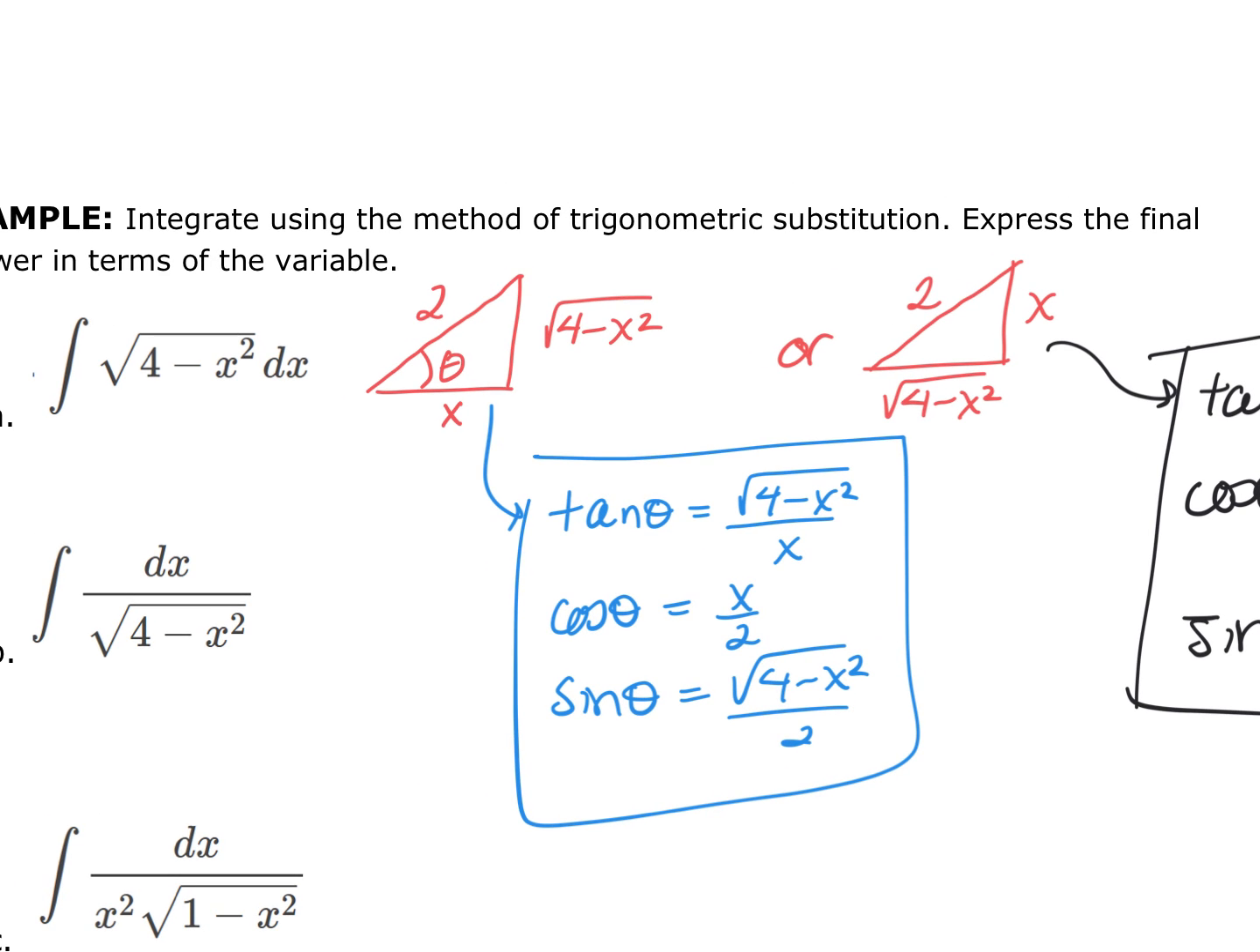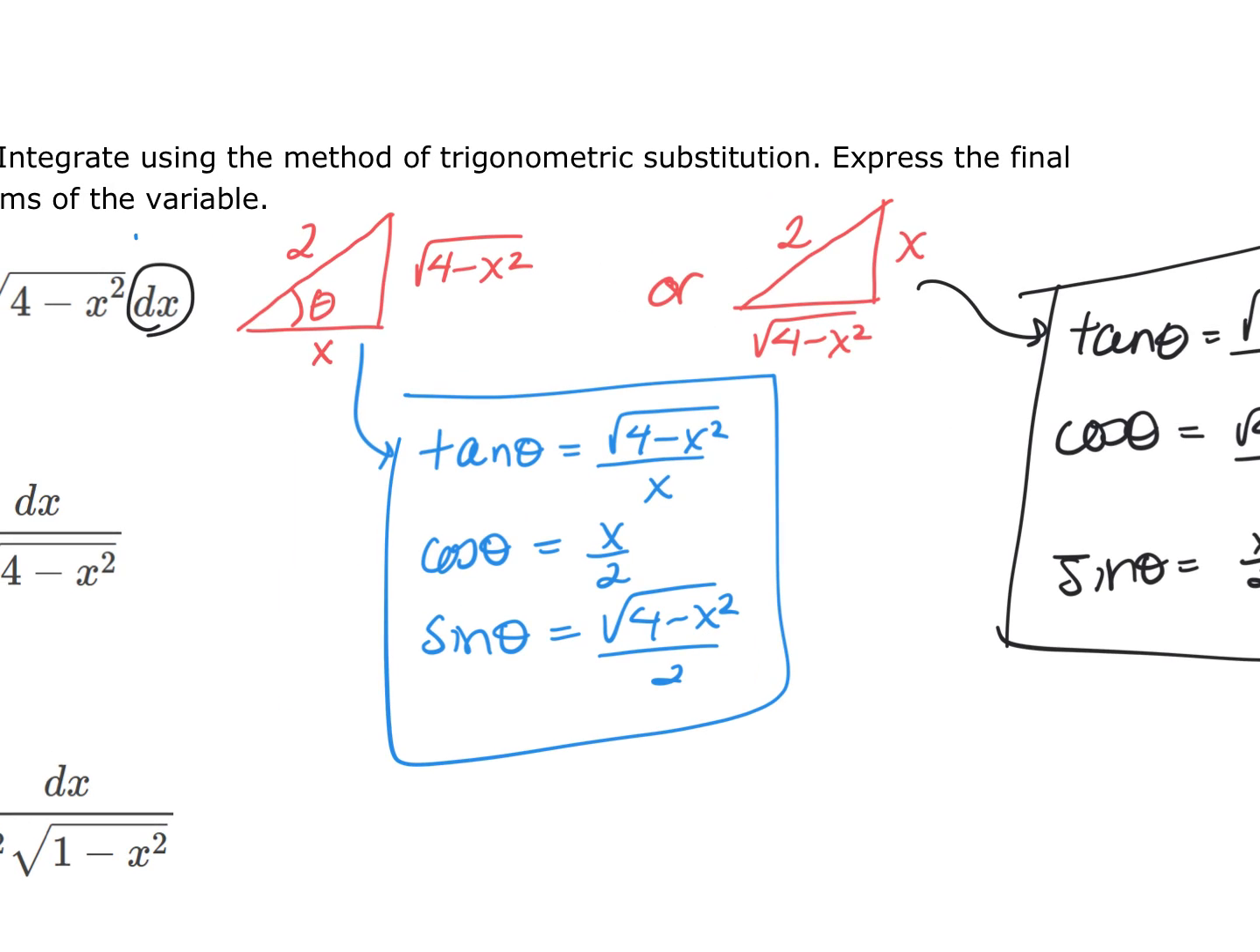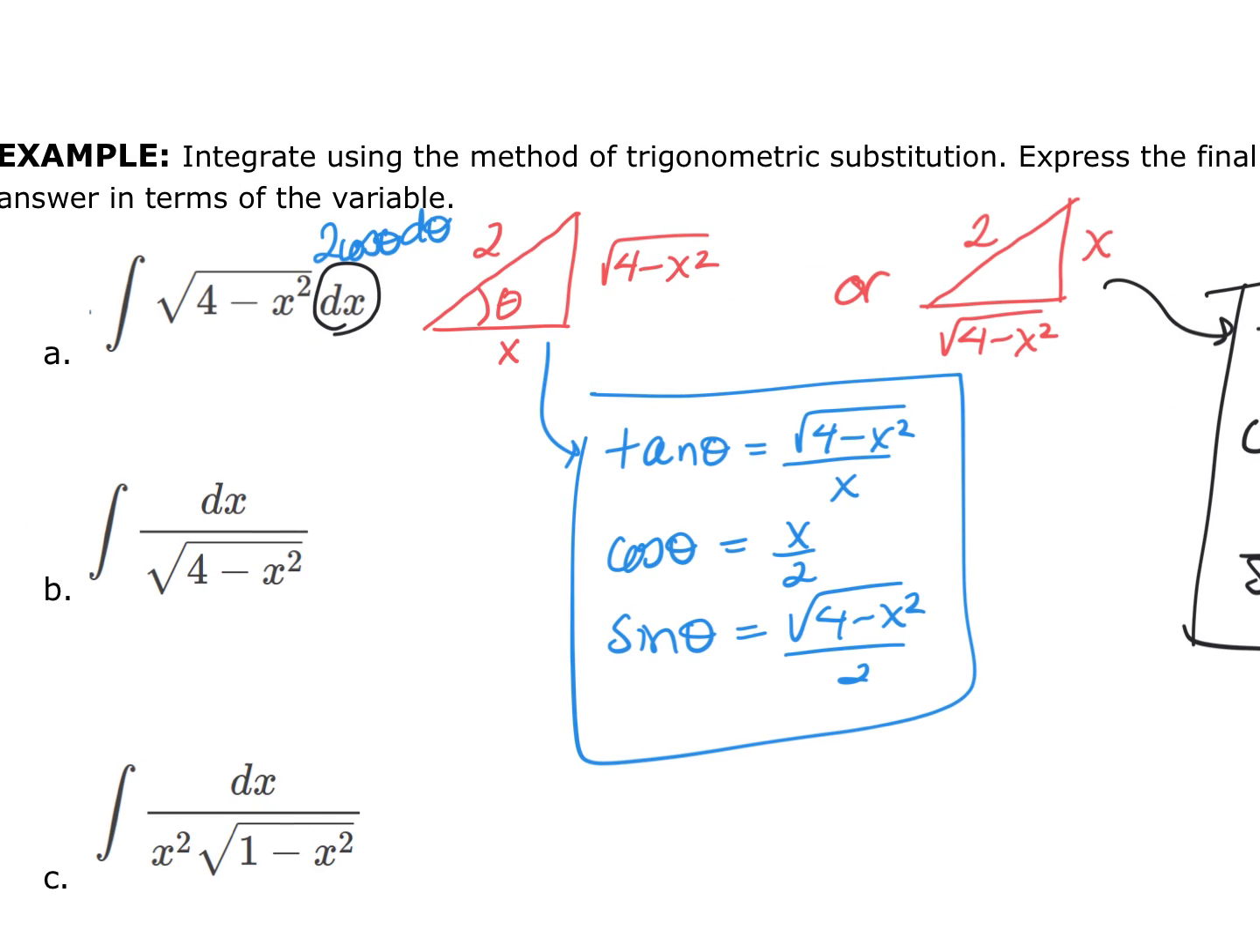So I come over here and I go, cool, I can replace this dx with, what did I say it was? It was 2 cosine theta d theta. Now you're thinking, okay, well, now I've got the square root of 4 minus x squared, and now I've got 2 cosine theta. What else do I need to do?